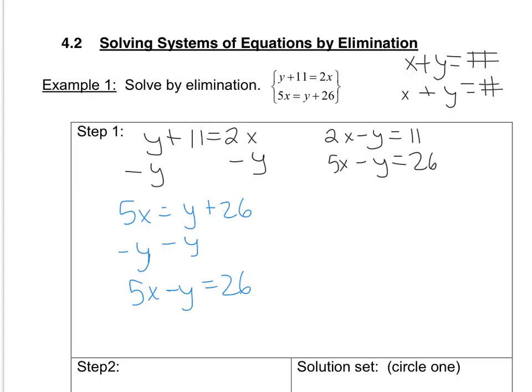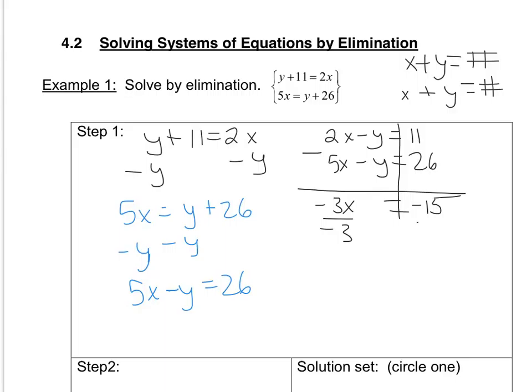So the first thing I check: can I add them together and have something cancel? Is 2 plus 5 0? No. Is negative 1 plus negative 1 0? No. So I can't add. So try just subtracting. 2 minus 5 is not 0, but negative 1 minus negative 1 is. So we can just subtract them. So 2 minus 5 is negative 3. That's 0. 11 minus 26, negative 15.